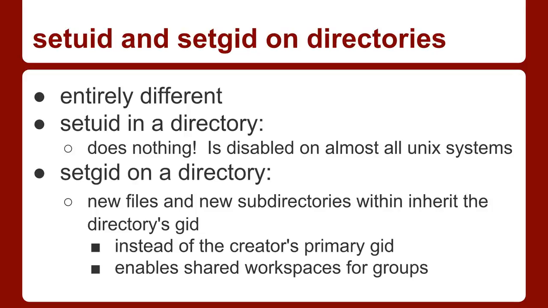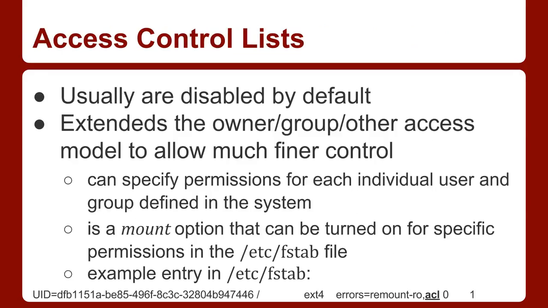I guess as a side note, it's important to note that setUID and setGID on directories act entirely differently. setUID does nothing on a directory. It's usually disabled or that's an invalid operation. And setGID, however, makes it so that any new files and any new subdirectories and anything recursively inside it all inherit the GID provided.